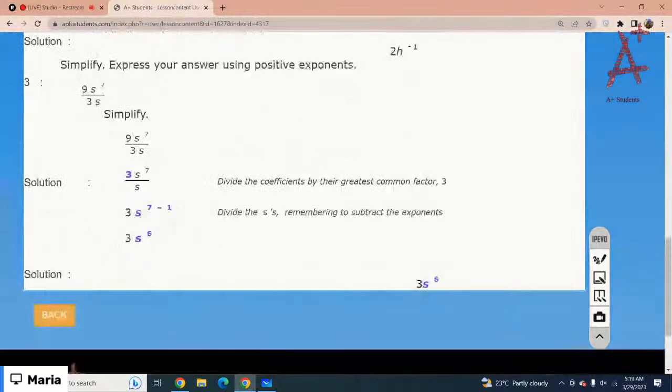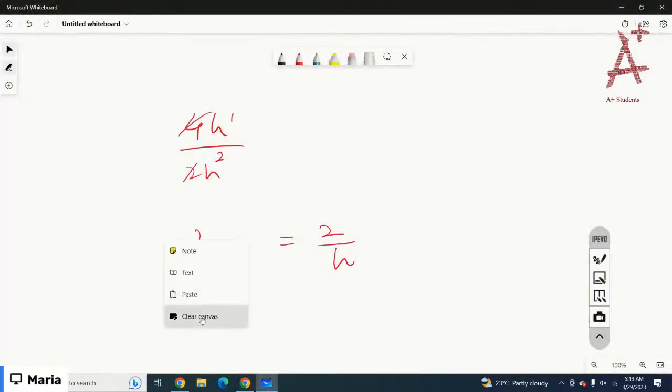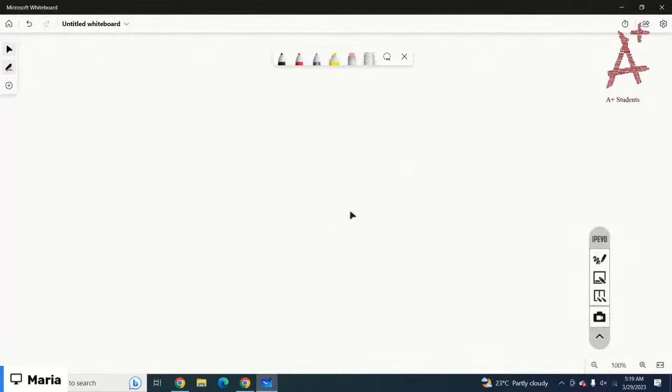Okay, the next one is 9s7 divided by 3s. Got it? We can divide 3 and 9. We know that you can divide them by 3. So it would be 3 times 3 is 9. Got it? Okay, here you have s7. Here you have 1. You can shift the 1 to the numerator. 7 minus 1 it is. So it would be 3 times s6. Got it? So the correct option is 3s6.